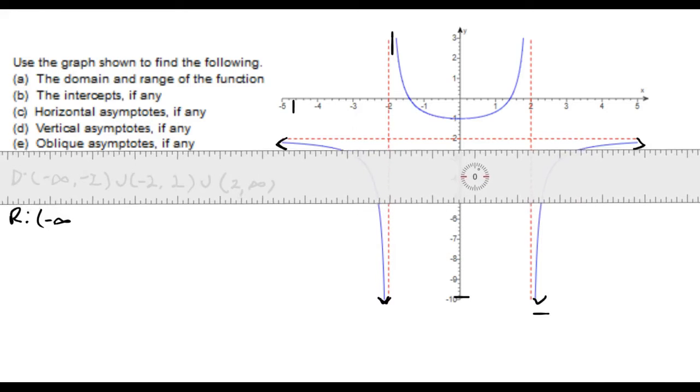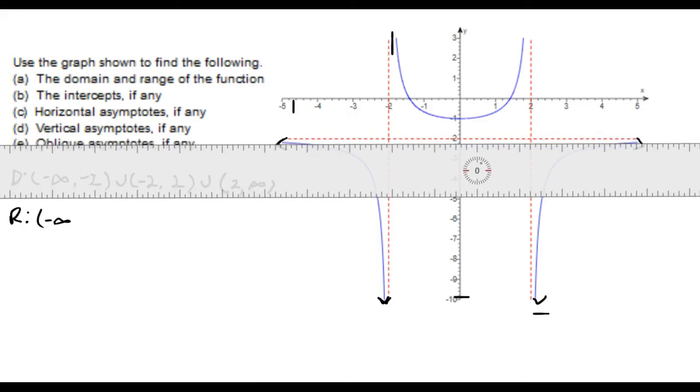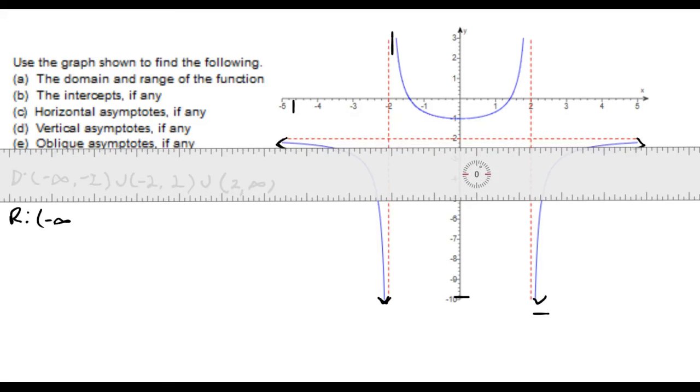As I go from bottom to top, my ruler is hitting the graph all the way until we get to this horizontal dashed line. That horizontal dashed line is an indicator for a horizontal asymptote. So we're going to have a break in the graph when we get to that horizontal asymptote, which is at -2.